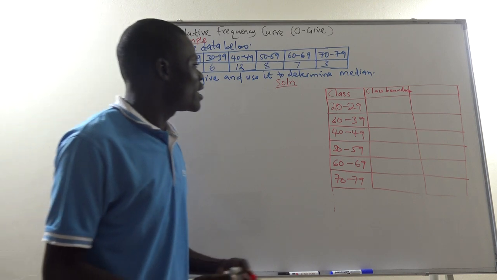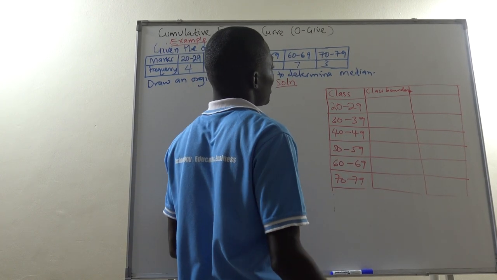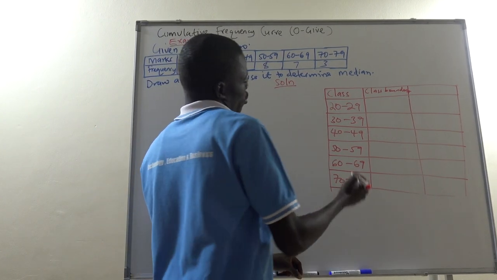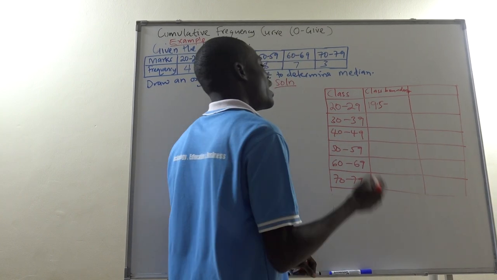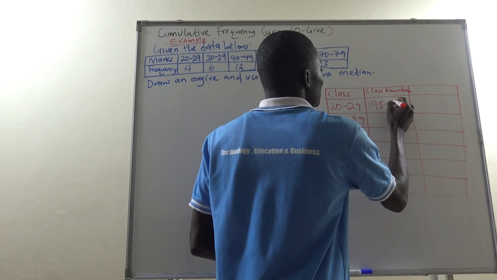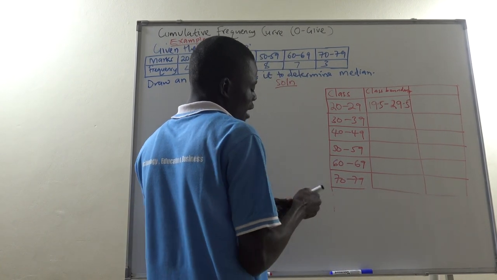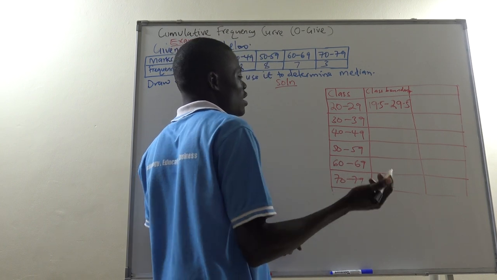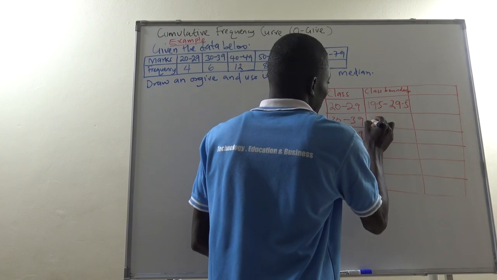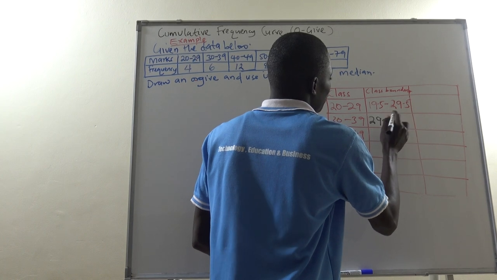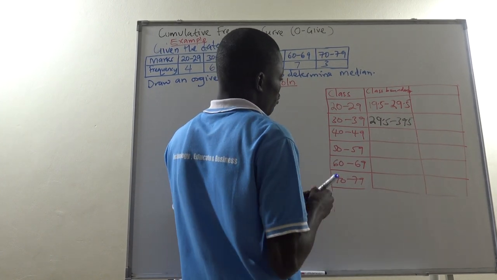So we start with the first class. Our lower class limit is 20, and to obtain the lower class boundary, we get 20 minus 0.5, which is 19.5. For the upper one, we add 0.5, which is 29.5. The upper class boundary in the previous class becomes the lower class boundary in the next class. If you don't want to use that logic, just keep subtracting and adding normally. Still, we get the same answer. Like here, 30 minus 0.5, we get 29.5 to 39, we add, which is 39.5.